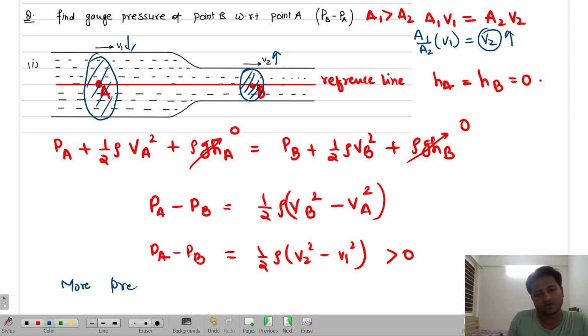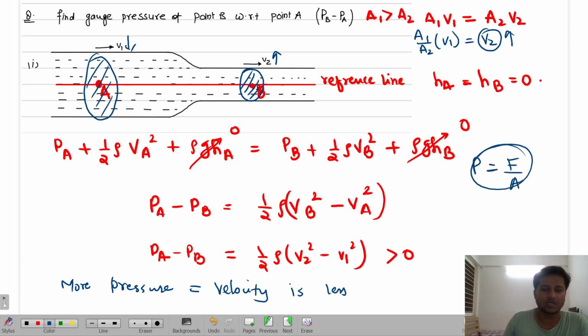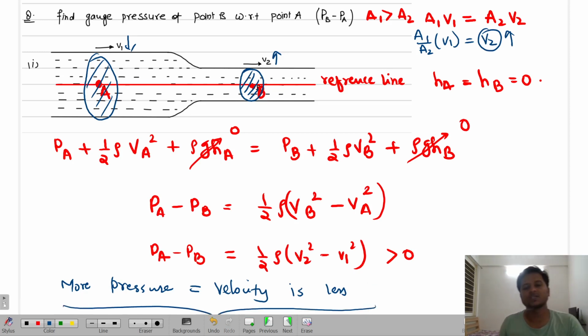More pressure implies, if velocity is... Means here pressure is not following the relation force by area. Remember that. Okay. Force by area is only for the case of statics, not for the movement. Is that clear?